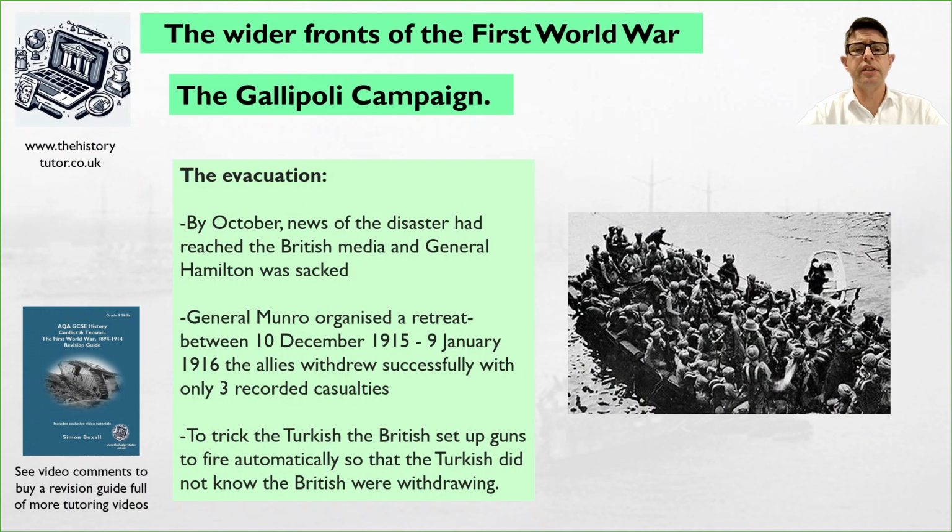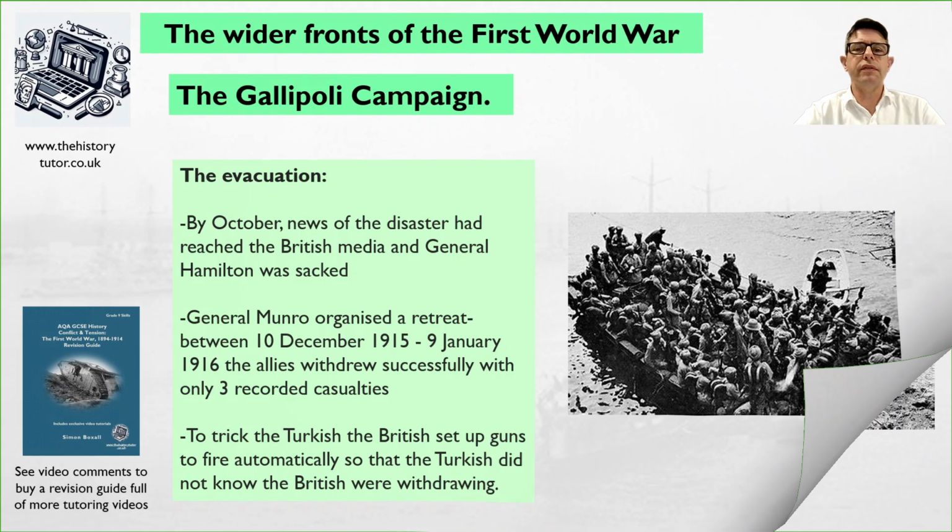By October, news of the disaster had reached the British media and General Hamilton was sacked. So General Munro organised a retreat between the 10th of December 1915 and the 9th of January 1916. The Allies withdrew successfully with only 3 recorded deaths during the withdrawal from the Turkish coast. To trick the Turkish, the British set up guns to fire automatically. So the Turkish did not know they were retreating but still thought they were firing at the enemy.